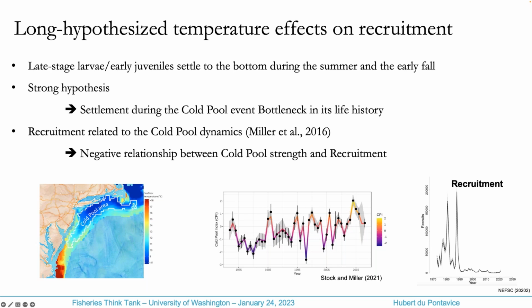Fifteen years ago, field studies suggested that the recruitment of yellowtail flounder in this area is closely related to the ocean bottom temperature and maintenance of a cold pool structure in the Mid-Atlantic Bight, just right here. In fact, there is a seasonally formed cold pool water mass that occurs from late spring to early fall in this area. So the settlement of the pre-recruits during this cold pool event may represent a bottleneck in the yellowtail flounder life history, during which a local and temporary increase in bottom temperature impacts negatively the survival of the settlers.